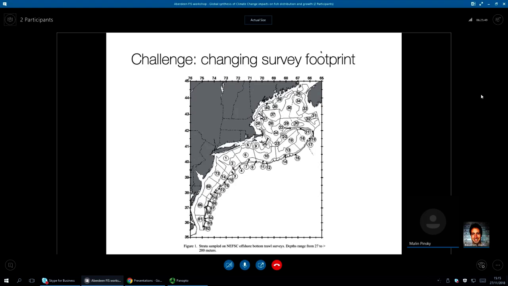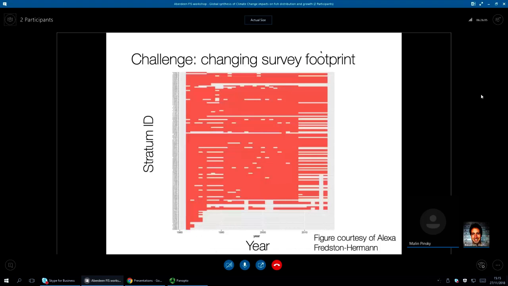One challenge that we run into quite a bit, though, is that surveys are tricky to do. They don't always hit every stratum that they wanted to get to every single year. There are equipment problems. There's bad weather. So if we look at the Northeast U.S., there's this whole block. Every single stratum ordered from north to south is on this vertical axis. And then the years of the survey are across the horizontal axis, and some things become pretty clear. In the very first years of the survey, they went a lot further south than they do now.